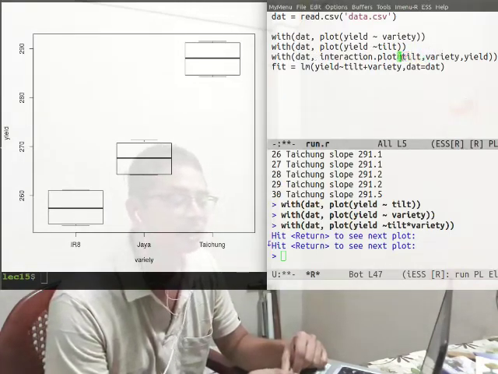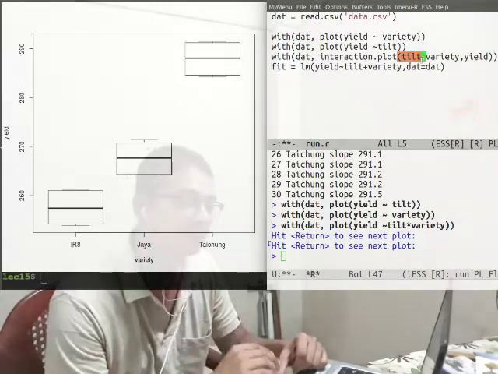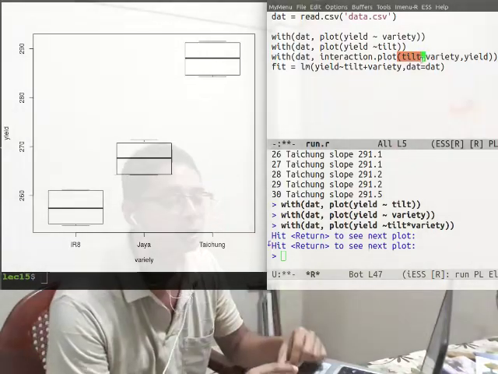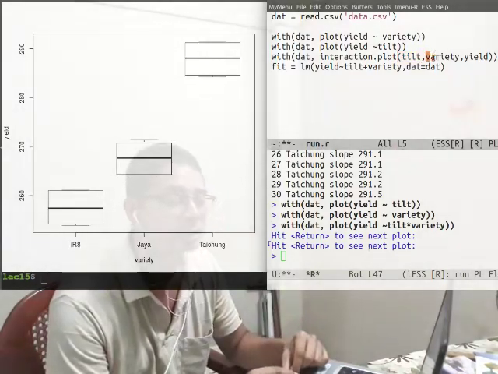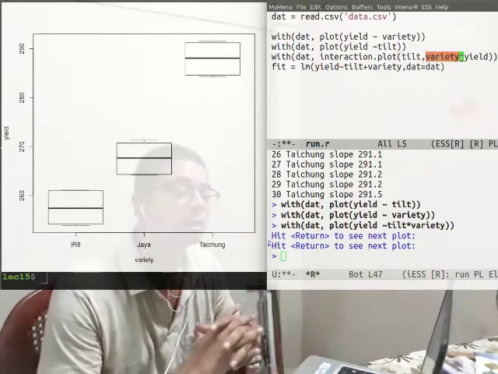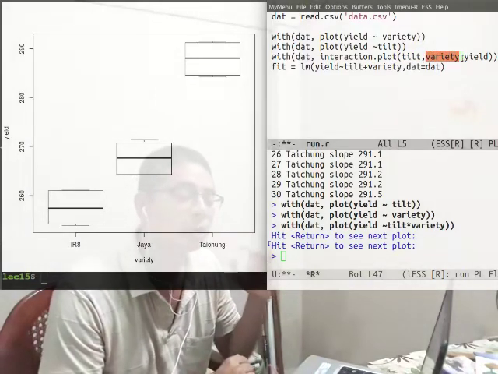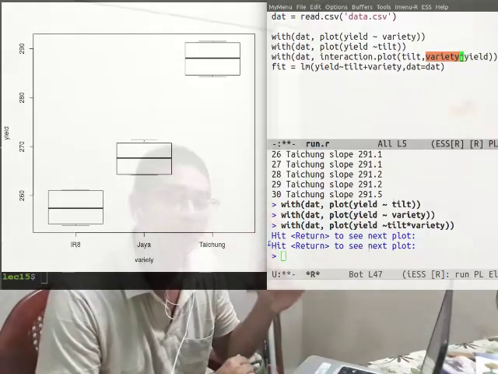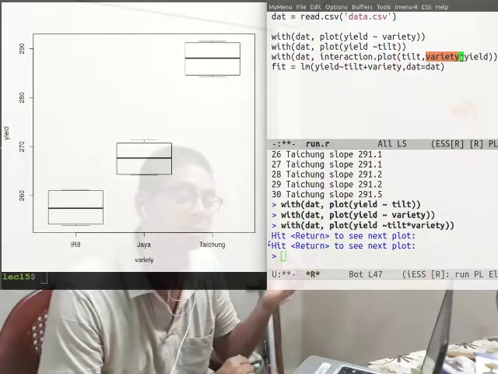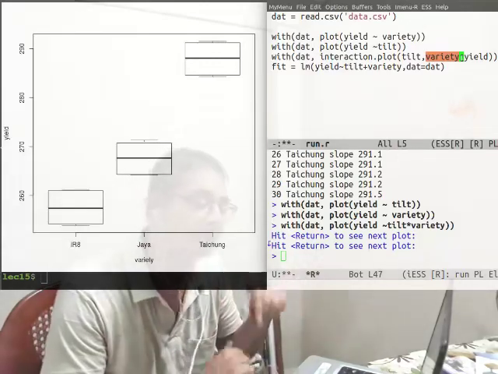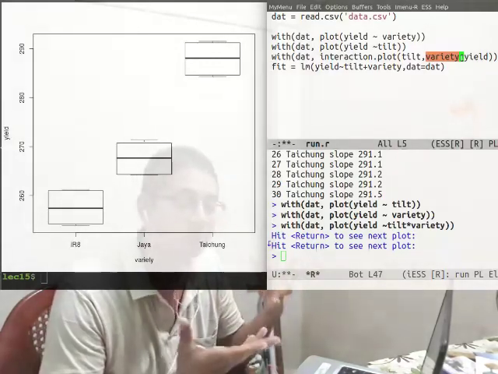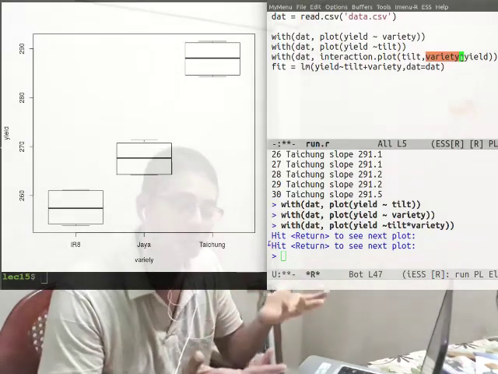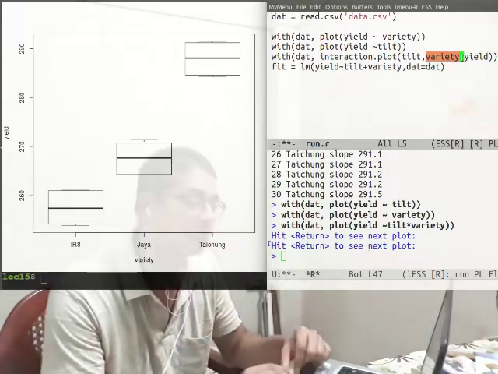and this first thing, tilt, is what they call the x variable, that is the variable that will be represented in the x-axis, and variety is the thing that will, so one type of variety will give rise to one line, another type of variety will give rise to another line. R calls it the trace variable, we call it the profile, and yield is the output whose average you will be taking. An interaction plot has many other arguments, so you can look up the help and learn about them.